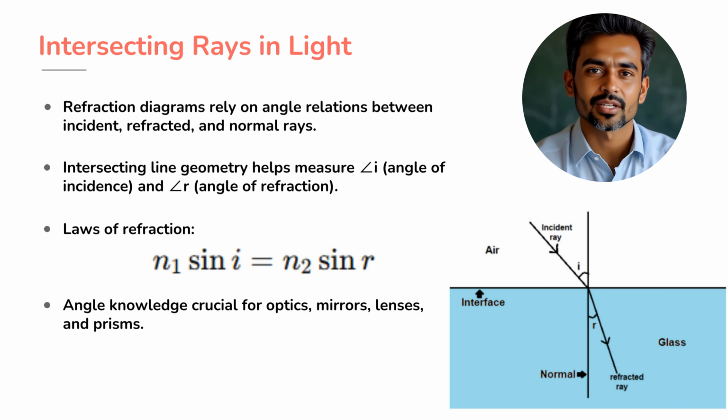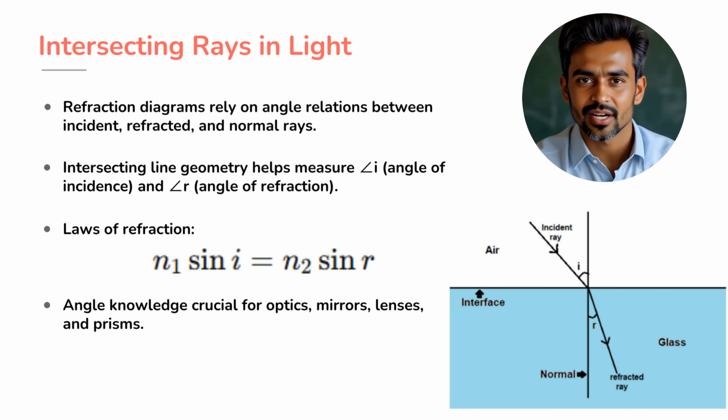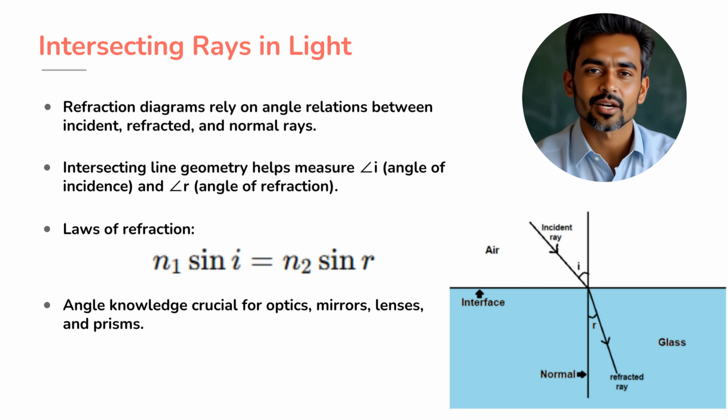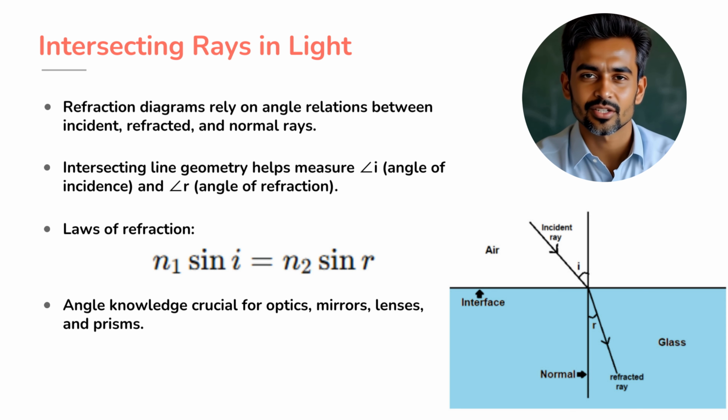Angles aren't just in buildings, they're in science too. When we study how light bends while passing from one medium to another, we use a property called refraction. Here, intersecting line geometry is crucial to measure the angle of incidence, we say I, and the angle of refraction, we say R. The law governing this is called Snell's law. It is written as n1 into sine I equals n2 into sine R. This single formula explains how lenses, prisms, and even your spectacles work.